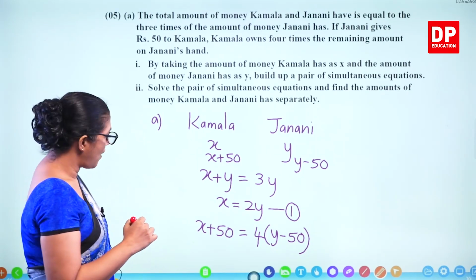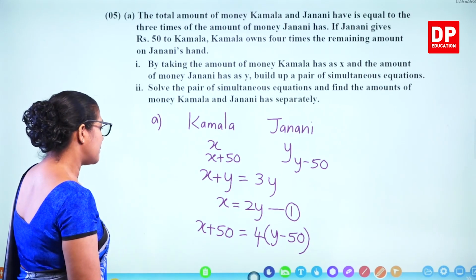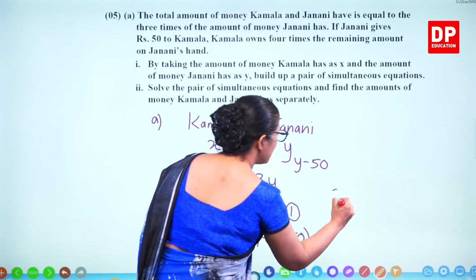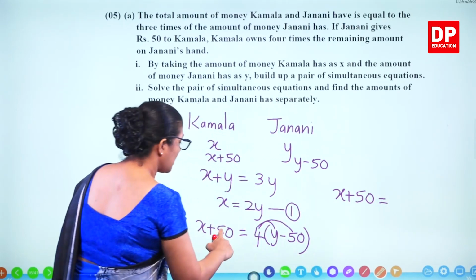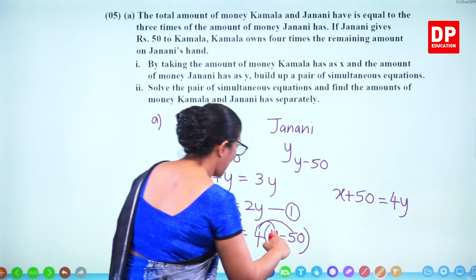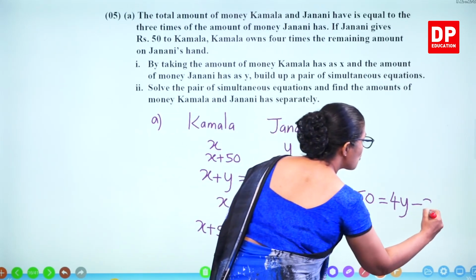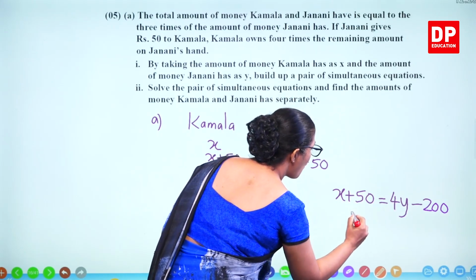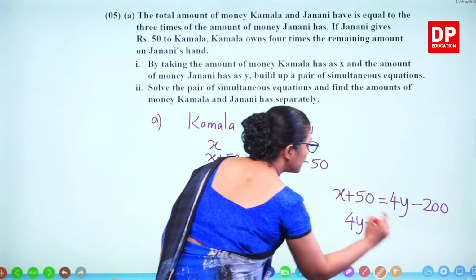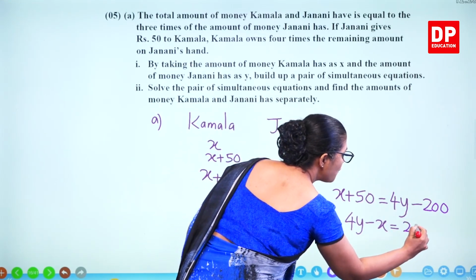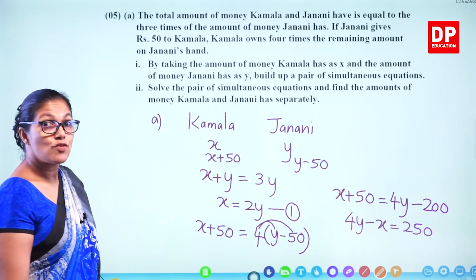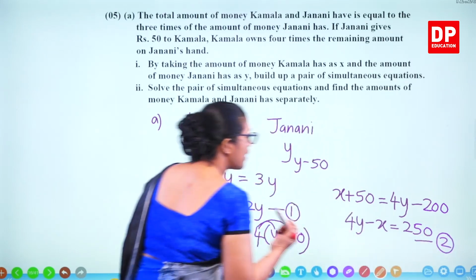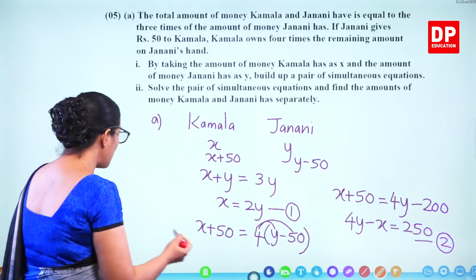Now we can simplify. I can write 4y and 4 times 50. So x plus 50 is equal to 4y minus 4 times 50, that means 200. Now I can take it to this side and write 4y minus x, I'm taking x to this side. This becomes 250. So 4y minus x is 250. Now we have 2 equations. This is the second equation. So that's the first part, and second part we'll try to solve this.